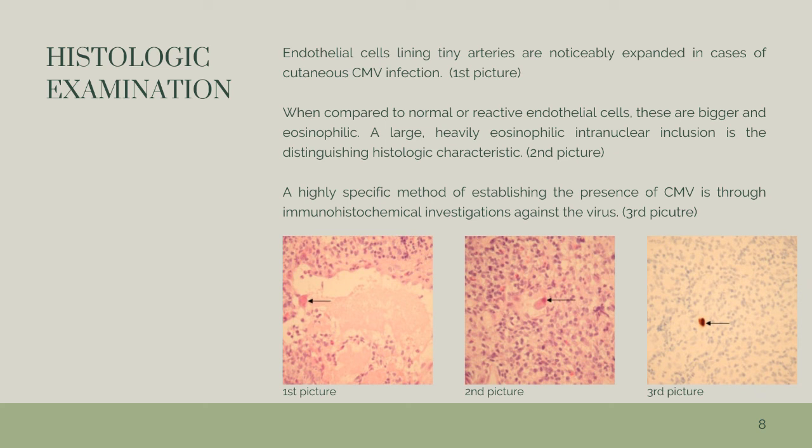Less frequently, other cells like fibroblasts and epithelial cells are implicated. The inclusions could be observed alongside nonspecific inflammatory alterations and underlying epidermal ulceration. A response pattern called leukocytoclastic vasculitis is identified. And for the third picture, a highly specific method of establishing the presence of CMV is through immunohistochemical investigations against the virus. PCR is also used to detect CMV in a variety of clinical specimens.